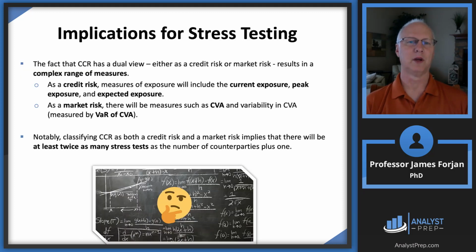All right, so here's kind of a summary on the implications for stress testing. And remember, the theme of this chapter is, right, we've really advanced in our statistical measures. Now we need to catch up with stress testing. So as a credit risk implication here, these exposures are going to include current exposure, that peak exposure, and the expected exposure. As a market risk view, we're going to, of course, compute that credit value adjustment, and then we're going to measure the standard deviation or the variability in that credit value adjustment. And maybe we'll use that standard deviation as part of value at risk.